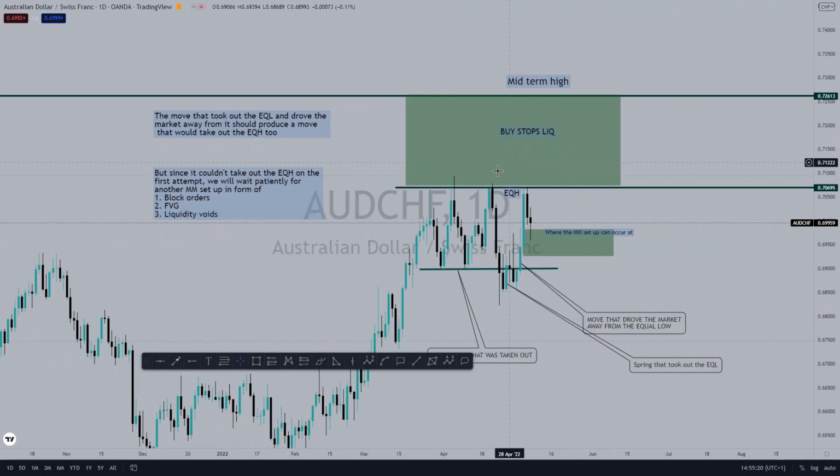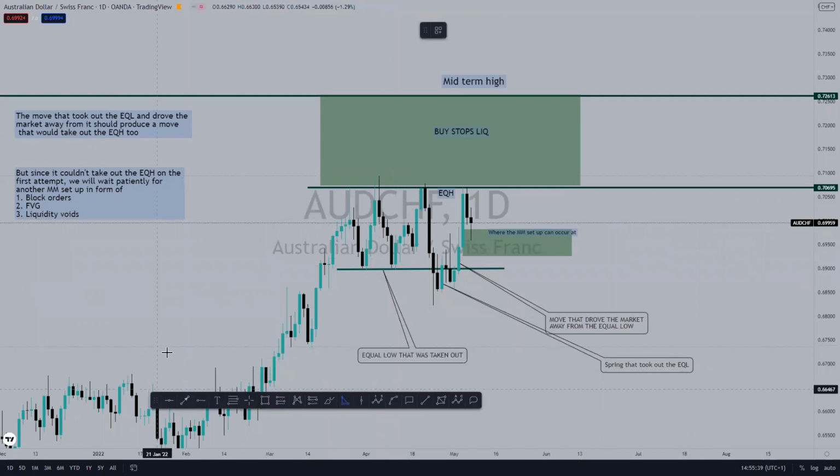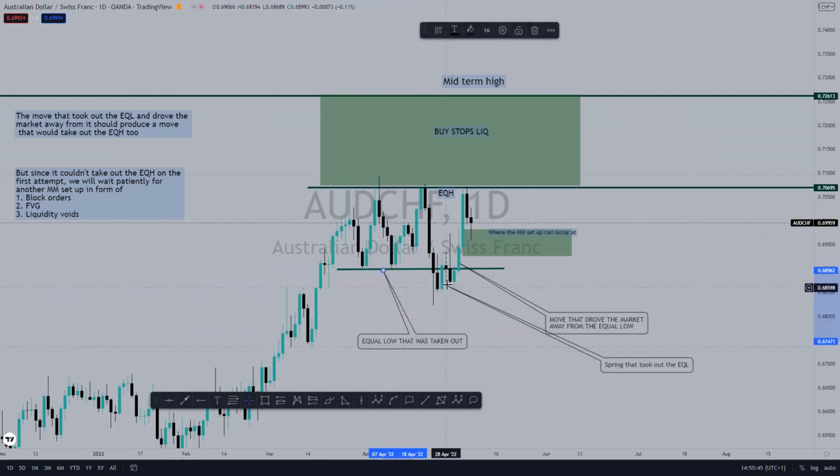Now it came down, went up again. Then the last movement that it made downward, you see this big candlestick, it came down swiftly and took out this equal low here. Let me just say, while coming down, going up, coming down, going up, it created an equal low. So you can see it here, the equal low that was taken out. You see, this equal low was taken out by this move.